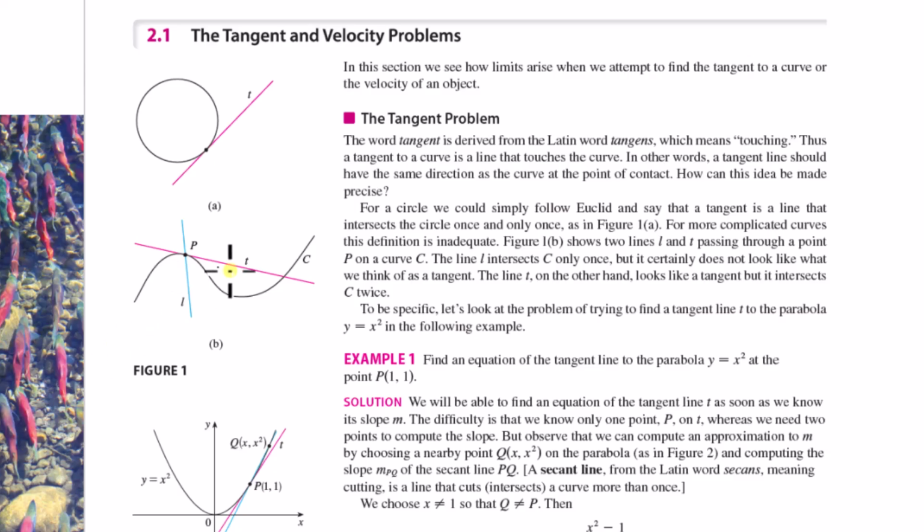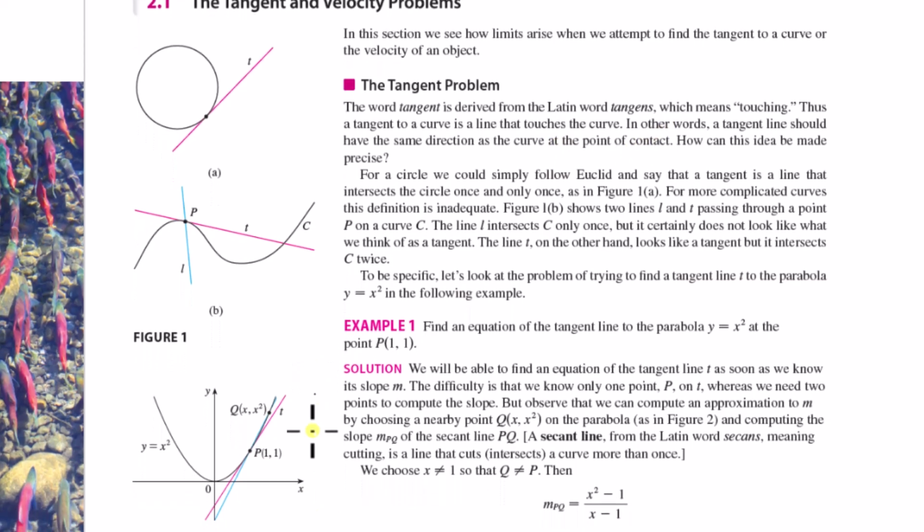Well, that's not going to work because, as shown here, line L intersects the curve C at just one point. But even furthermore, the line T that looks like it could be the tangent line intersects the curve at 2 points. Okay, so it's really this statement here that we're looking for. In other words, a tangent line should have the same direction as the curve at the point of contact. It's a line that touches a curve at a point and has the same direction as the curve at that point of touching. Okay, but how can we represent this definition mathematically?